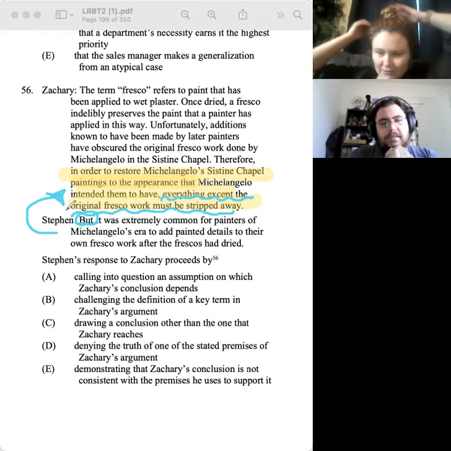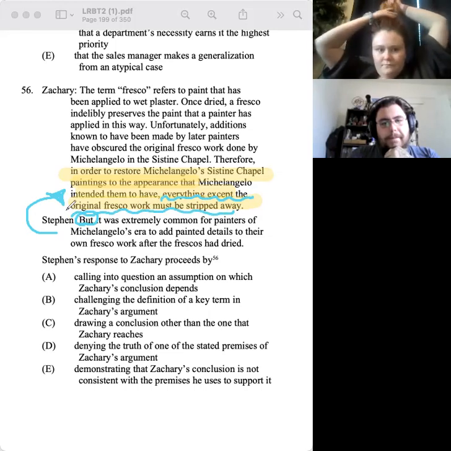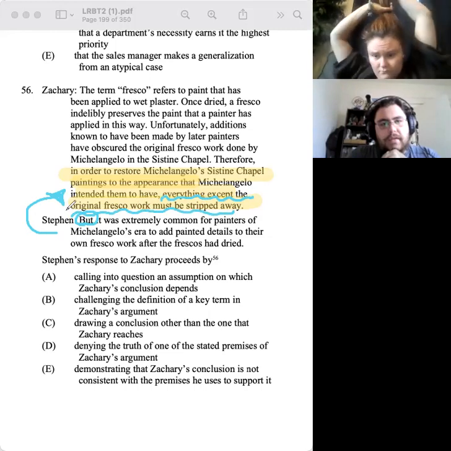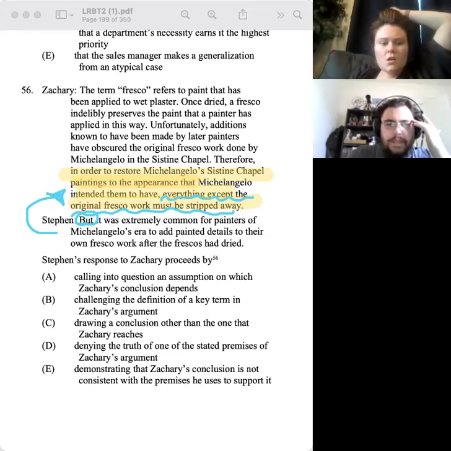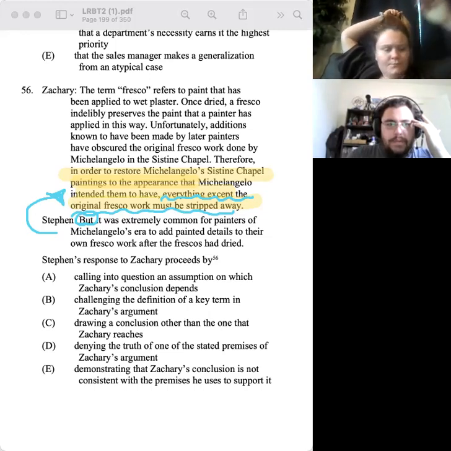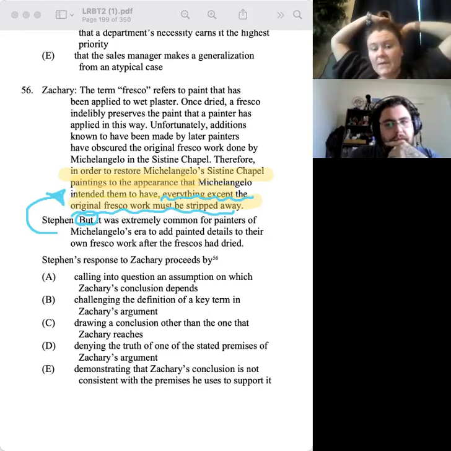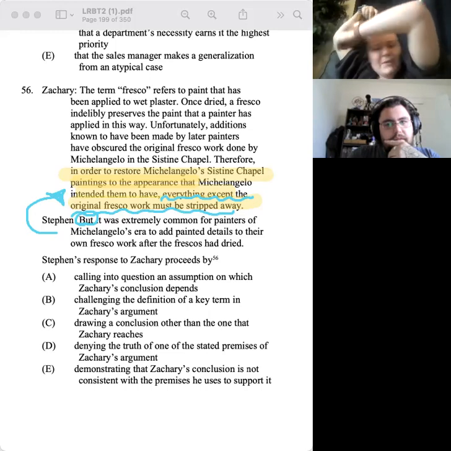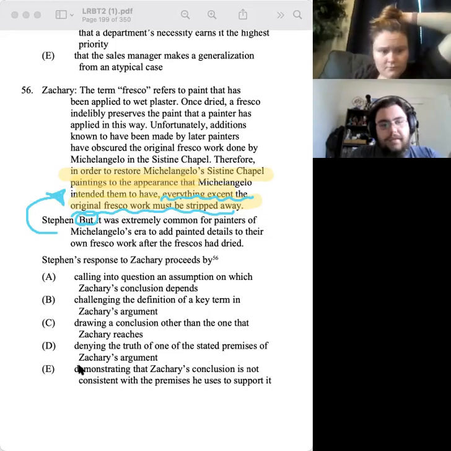All right, so let's start with E on this one. E: demonstrating that Zachary's conclusion is not consistent with the premise he uses to support it. This is one that I guessed on, partially because I struggle with it. E is saying one of his premises contradicts his conclusion, and we don't do that. We don't say, hey, you said this, but then you're concluding this. So it's definitely not E.